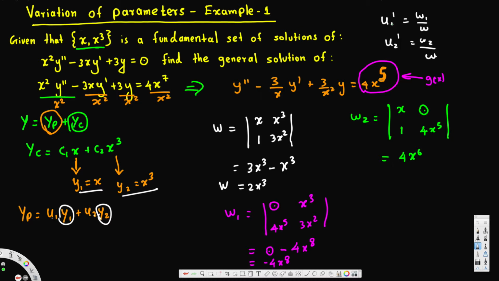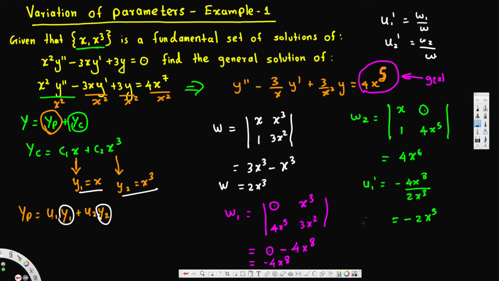Now we can find u1 prime and u2 prime. Let's find u1 prime first. u1 prime is W1 divided by W. W1 is negative 4x^8 divided by W, which is 2x^3. If you divide this, that's going to give you negative 2x^5. Now we have u1 prime.